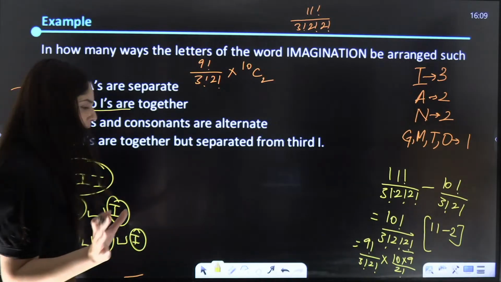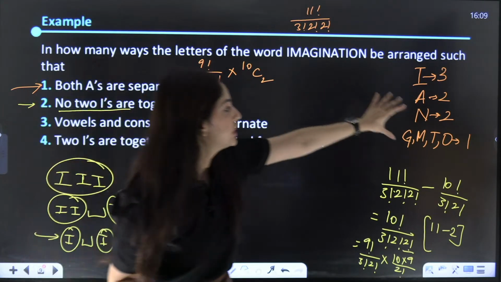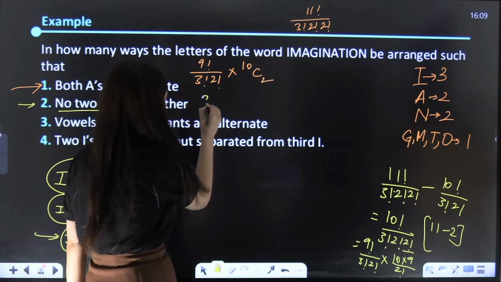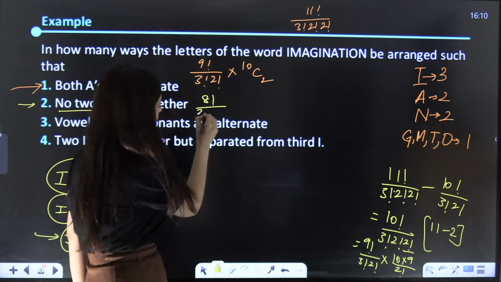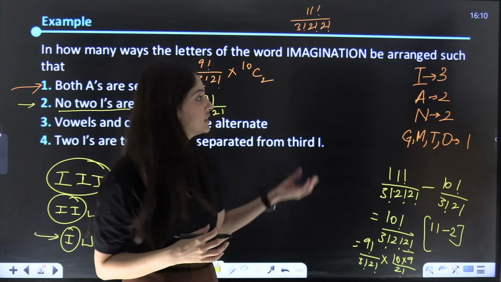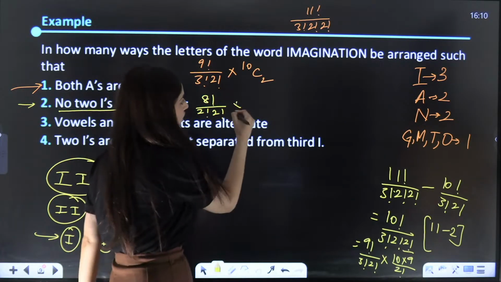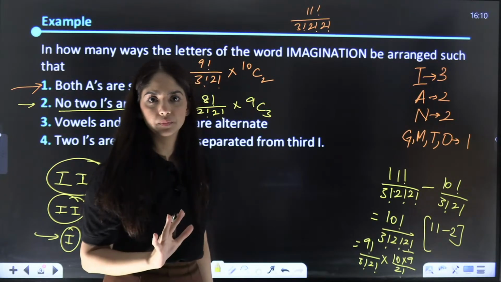So we'll use the gap method directly now, just like before. We arrange the remaining 4 plus 2 plus 2, 8. So 8 factorial divided by any repetitions? Yes. 2 factorial, 2 factorial. And then we have to place the 3 I's. We have arranged 8. So we have 9 gaps. So 9C3. And this is your answer.